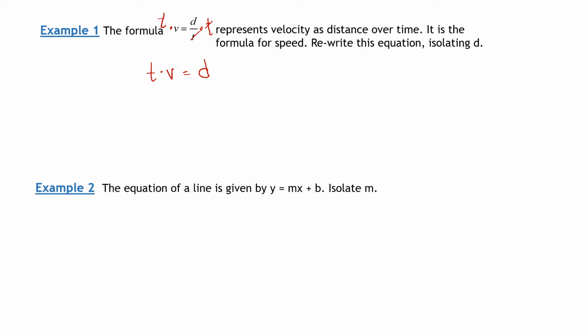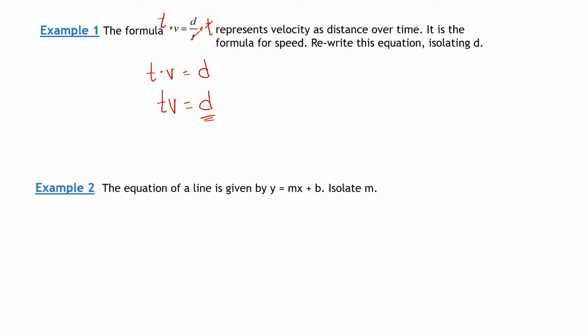Because I have two variables here, I can just squeeze them together. I don't need the multiplication sign in between them. The multiplication sign is assumed between two variables. So there's a formula saying that distance is equal to time times velocity. Time times velocity, yeah.